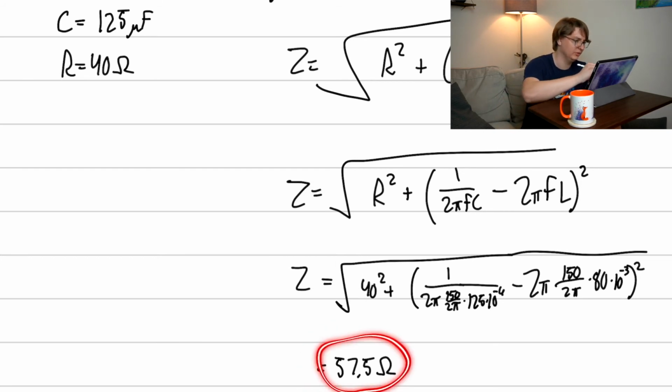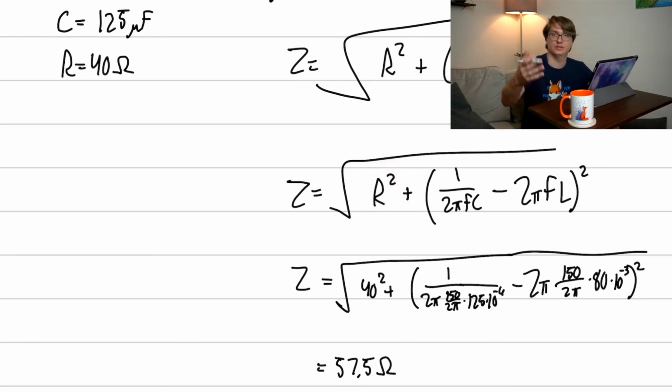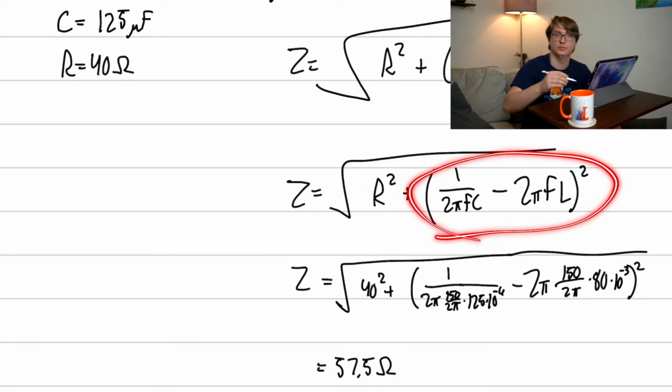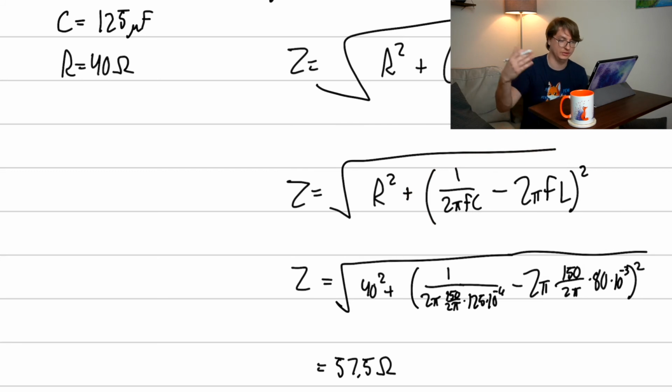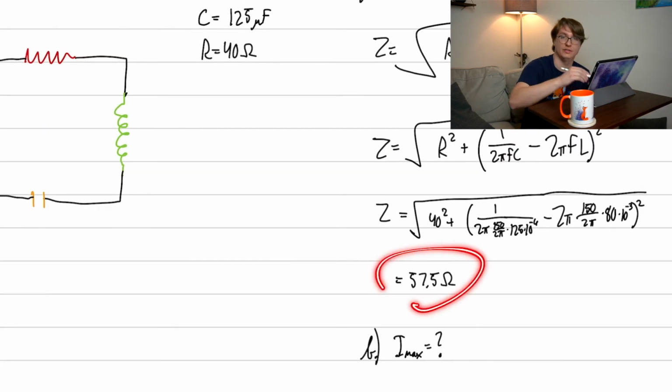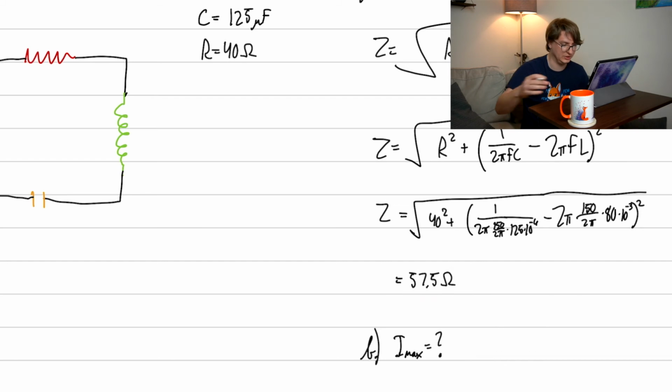So notice that's just a bit bigger than 40. So it's like the Pythagorean theorem. You're going to have the resistance of the resistor plus some additional term depending on the frequency and capacitance and inductance. So it's a little bit larger than what we have in a direct current situation. Okay, just changing what we mean by a little bit.